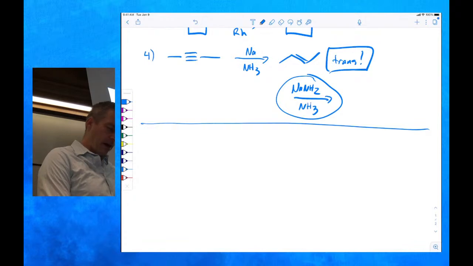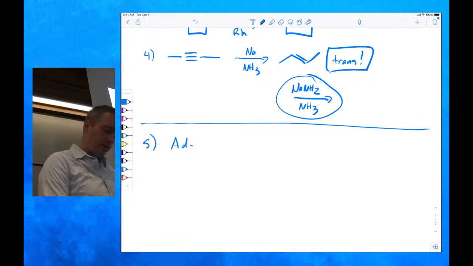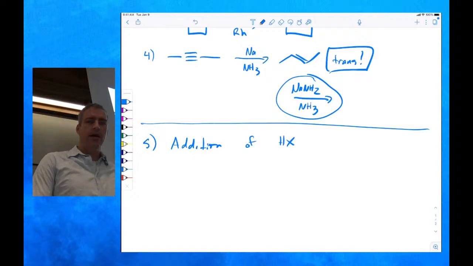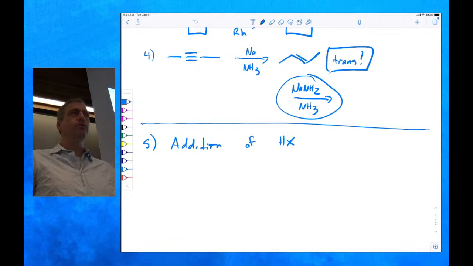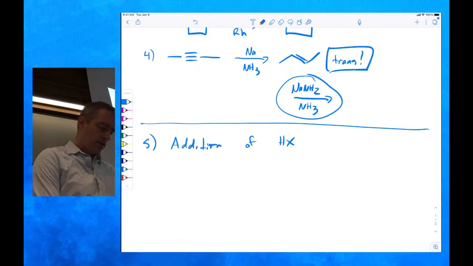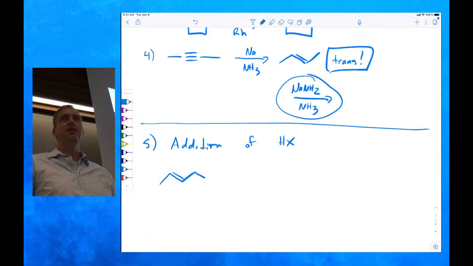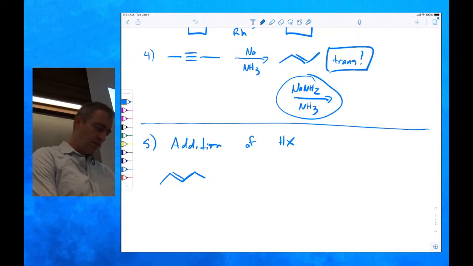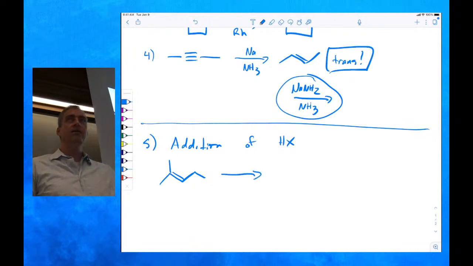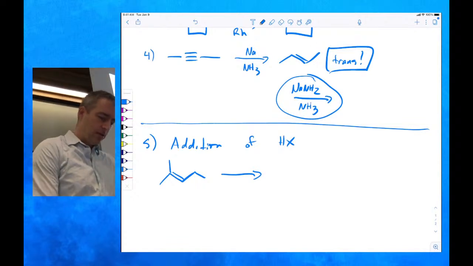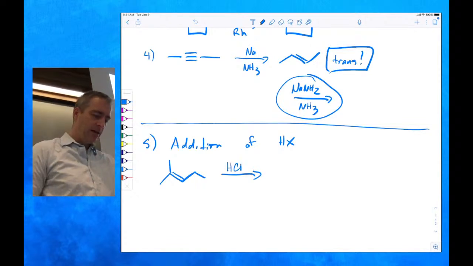The next one, 5, we did addition of HX. And this reaction is one where you start with an alkene. Let's use this one again. Let's put another methyl just to make it different. And what we do with this alkene is we want to add something like either HI, HBr, or HCl. And so for those conditions, let's use HCl.